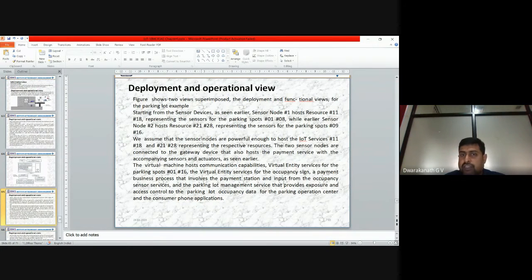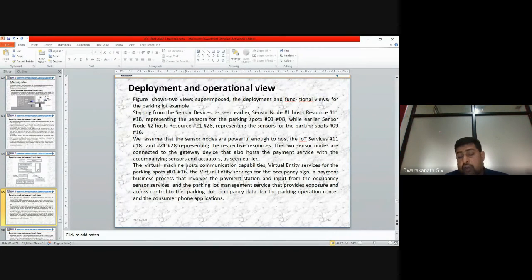We assume that the sensor nodes are powerful enough to host the IoT services. The services we have numbered 11, 18 and 21, 28, representing the respective resources. The two sensor nodes are connected to the gateway device that also hosts the payment service, along with the sensors and the actuators as seen earlier.